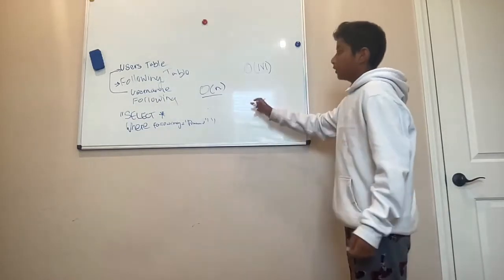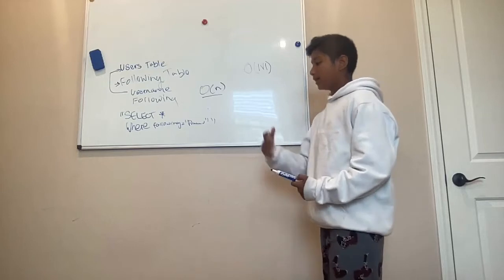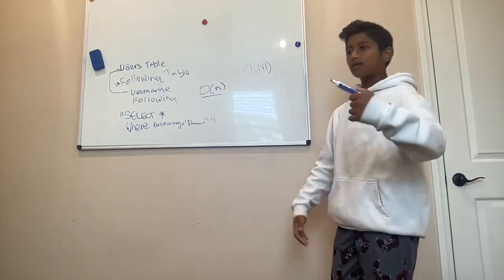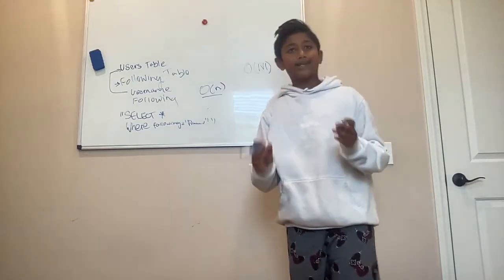So how are these two different? Well, big O of n is just how much for the data that we insert, we get more time. Well, this is just the amount of nodes we get more time. It almost seems the same. So let's talk about an example.